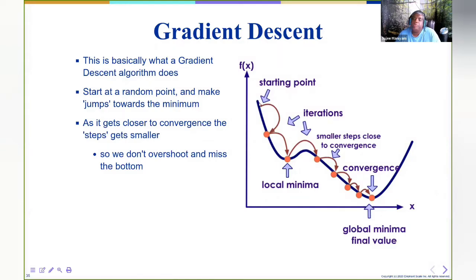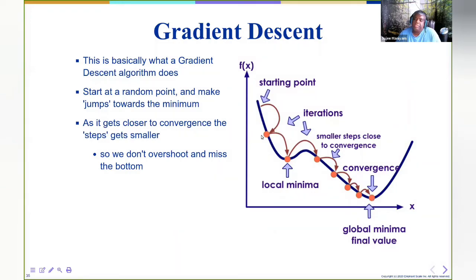But we go systematically. The way we go systematically is we measure the slope of the error function, and we jump in the direction. And this is exactly what the gradient descent algorithm does. It takes multiple jumps to find the lowest possible error.